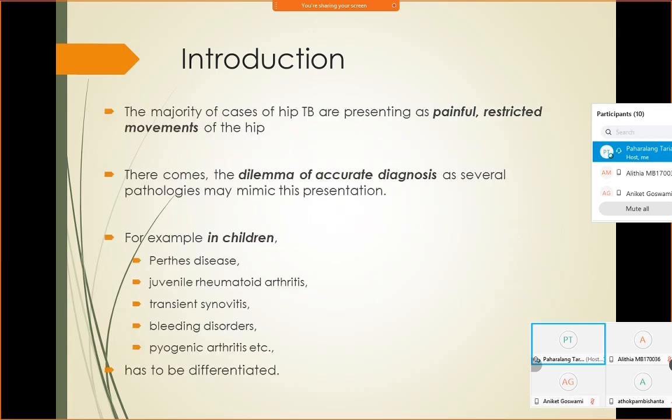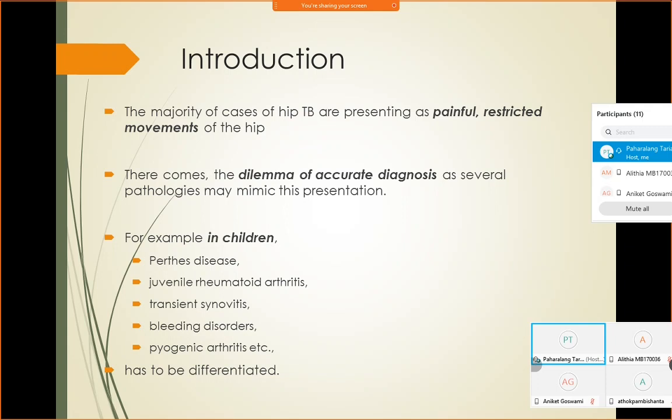So how do these patients present themselves? They come to the OPD with pain and restriction in motion of the hip joint. Usually it becomes very difficult to diagnose such cases. Most of the time, the presentation might be late, so it becomes difficult to diagnose.